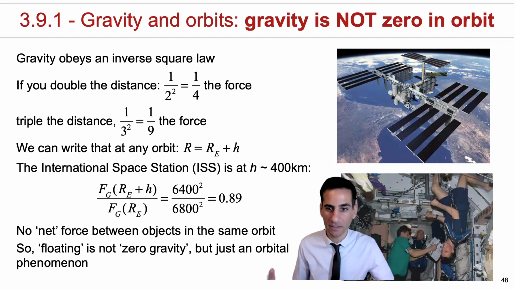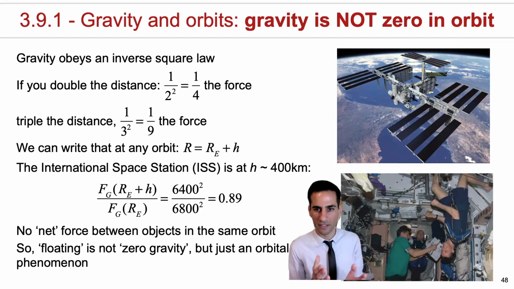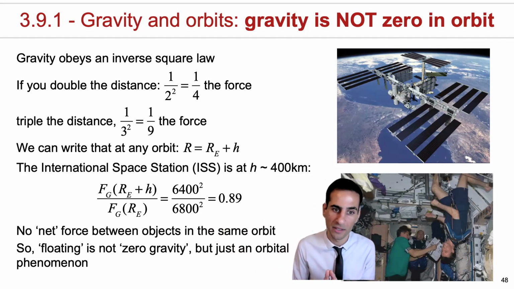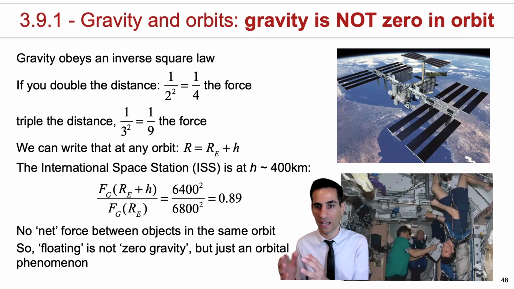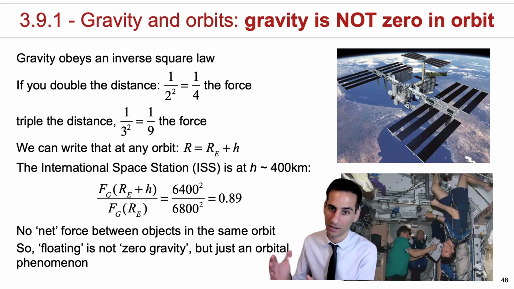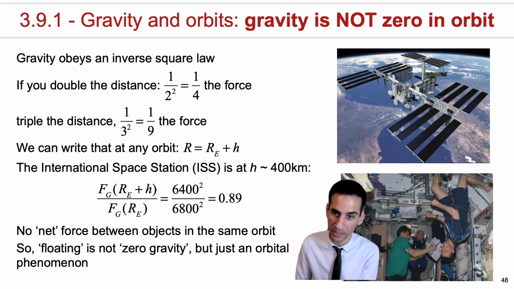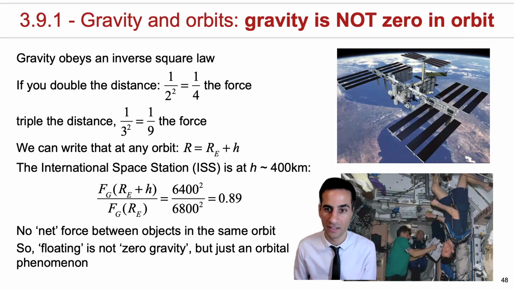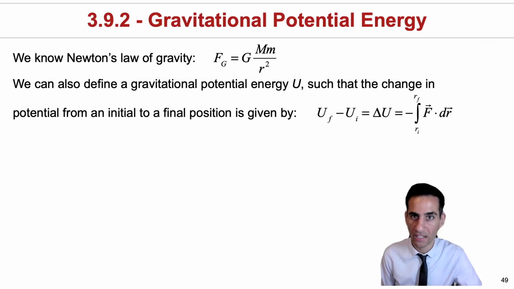So what we typically refer to as zero gravity is not really zero gravity, but essentially an orbital phenomenon. It's the fact that astronauts and the International Space Station are essentially falling down at the same rate, and therefore, relative to the International Space Station, it feels like there's no force, but that's because both of them are falling.